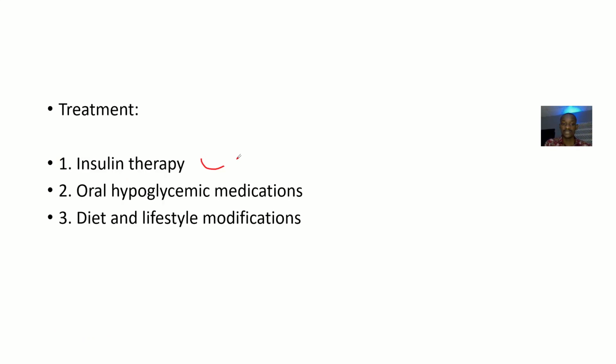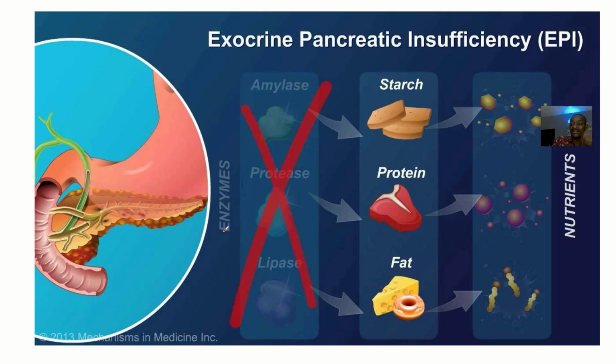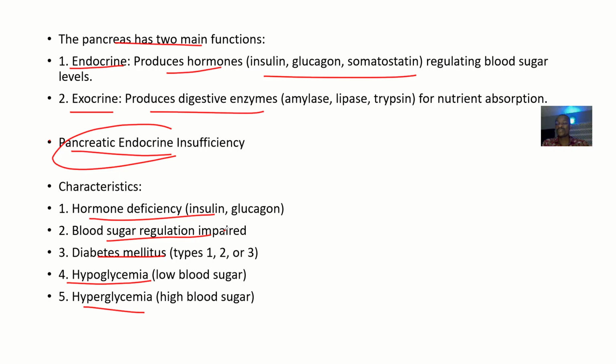Treatment: you replace insulin. Then, if the patient is hypoglycemic, you give some hypoglycemic medications. Then diet and lifestyle modification. Of course, if the person has had a surgery, you don't expect them to be doing their day-to-day activities like they were doing before. If you're drinking, you stop. If you're smoking, you stop. And there are some foods they will advise you to stop eating or continue eating.